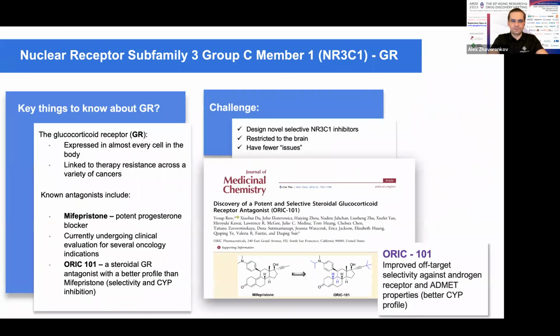And what we did is we took this glucocorticoid receptor, so NR3C1.